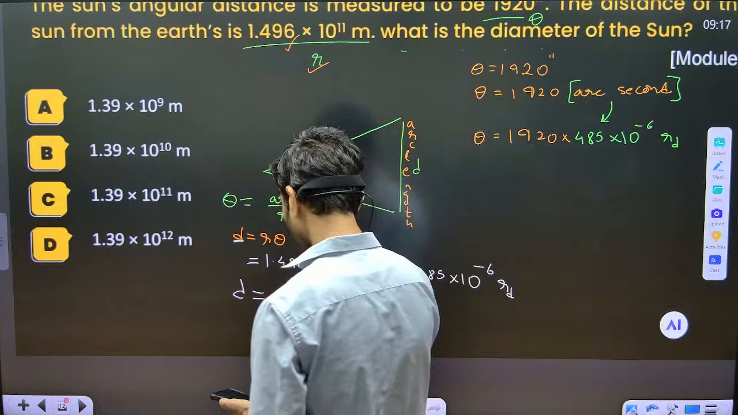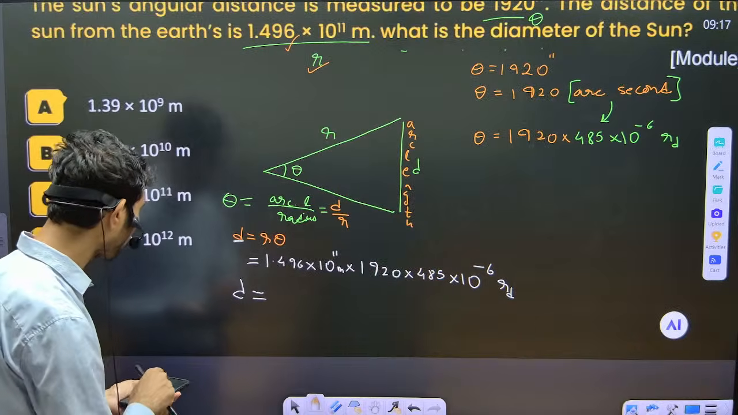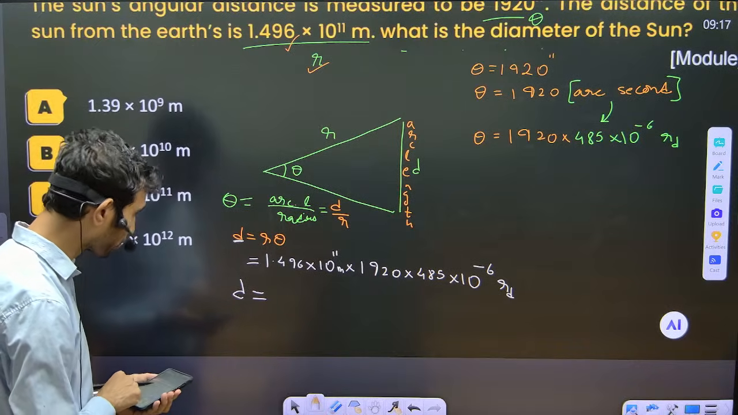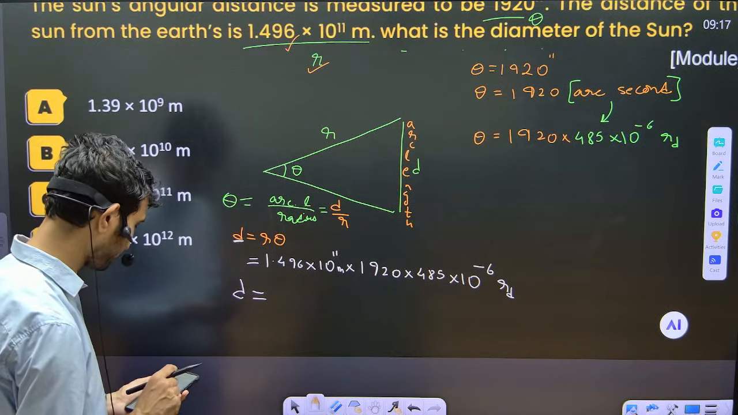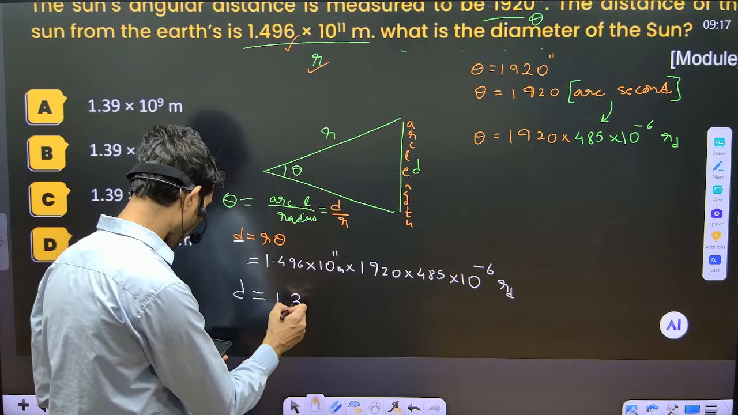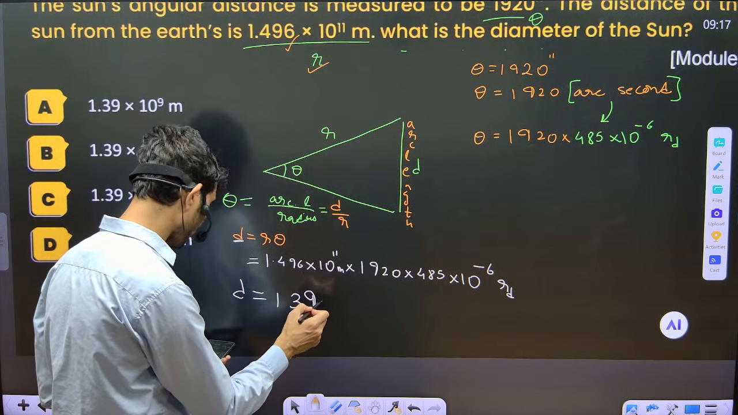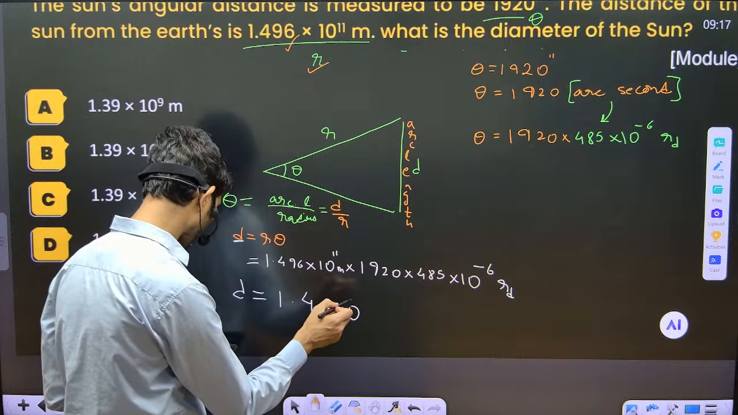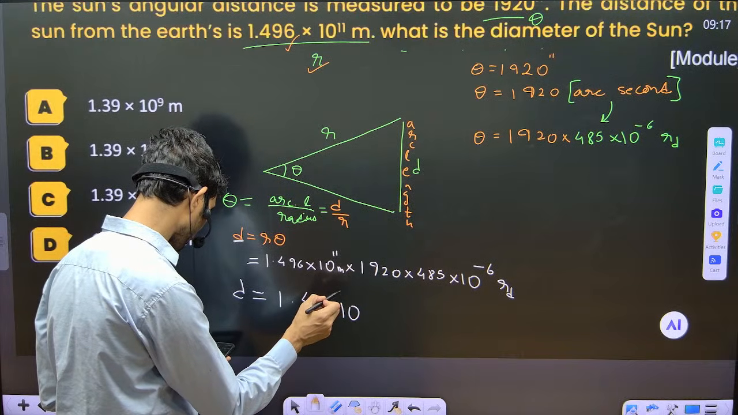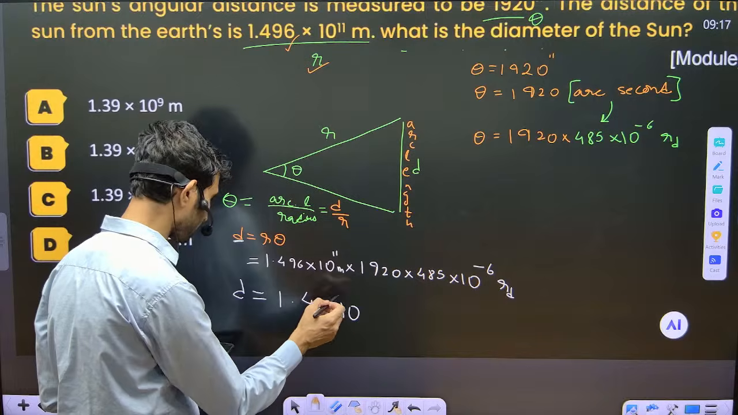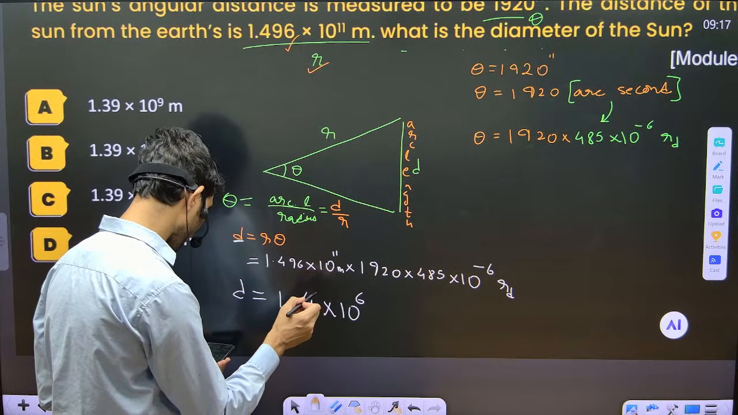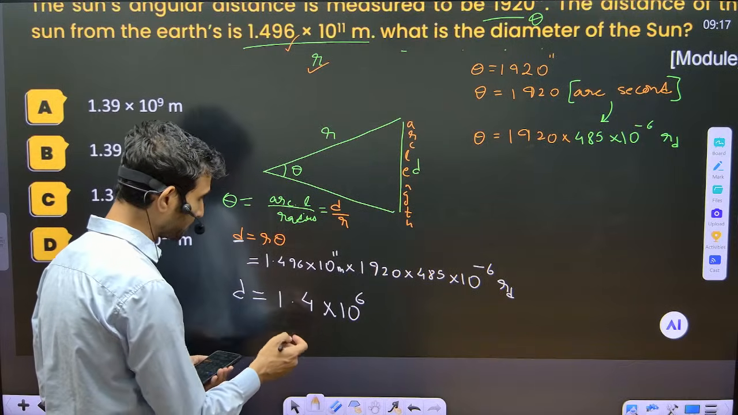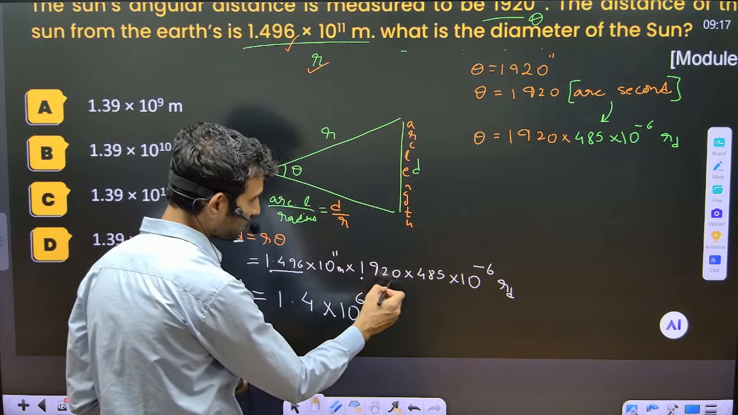So let's multiply the values. It will be 1.496 into 1920 into 485, and that gives me 139, or we can write it simply as 1.4 into 10 raised to the power 6. Yes. So this is what we are getting by multiplying all these three numbers.